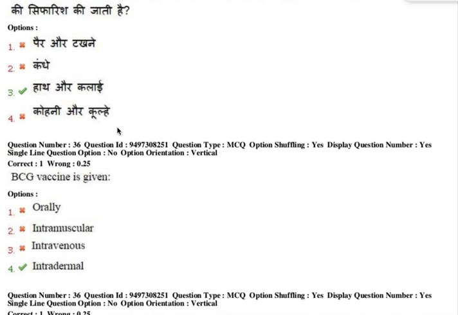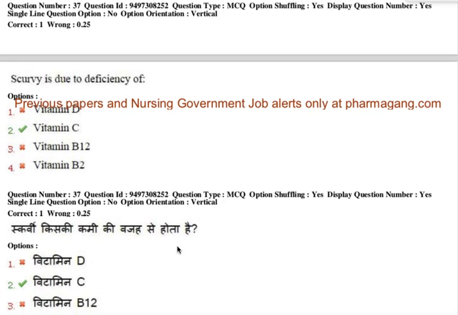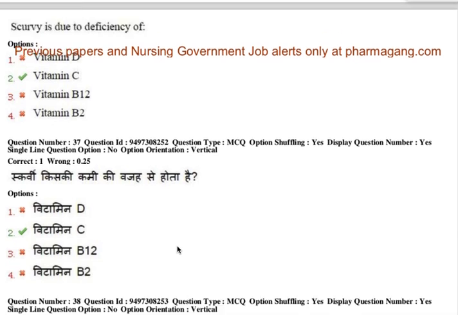Next question. BCG vaccine is given. Right answer is fourth, intradermal. BCG vaccine is given intradermally. Next question. Scurvy is due to deficiency of. Correct answer is second, vitamin C. Scurvy is due to deficiency of vitamin C.